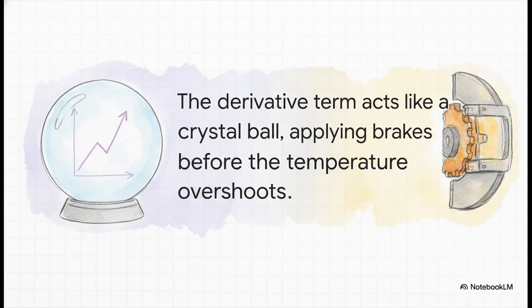If the temperature is rocketing toward the set point way too fast, the derivative term senses the steep slope and actually hits the brakes before the temperature overshoots the target. It's honestly exactly like having a mathematical crystal ball.